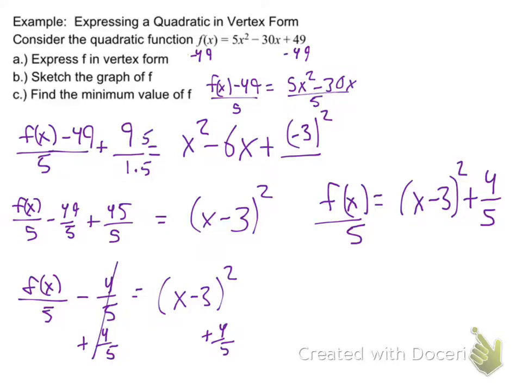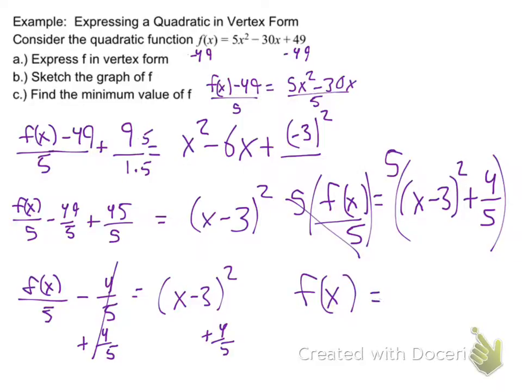Now the last step can be multiply both sides by 5. Fives cancel. F of x equals 5 times x minus 3 squared plus 4.